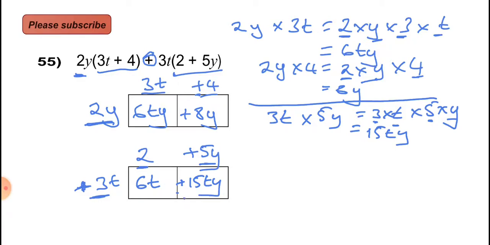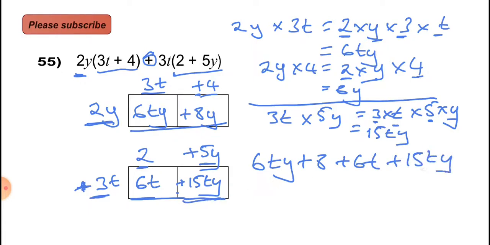Okay, I could have just left this as 15ty, and we know that means plus 15ty. So now to collect like terms, we've got 6ty plus 8y, and then plus 6t plus 15ty. Because it's 6t, there's no plus sign there, there's no negative, so it means it's a plus. However, if there's a negative here, then I know I'd have to write the negative sign down.